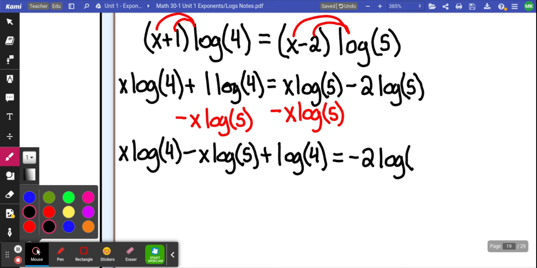Could you have also moved the x log 4 in the other direction? Definitely. I just chose to put my x's to the left. If you were ahead of me and you put your x's to the right, that's the same idea. As long as you're getting your x's on the same side, right? That's how we solve linears. Get the x's to the same side.